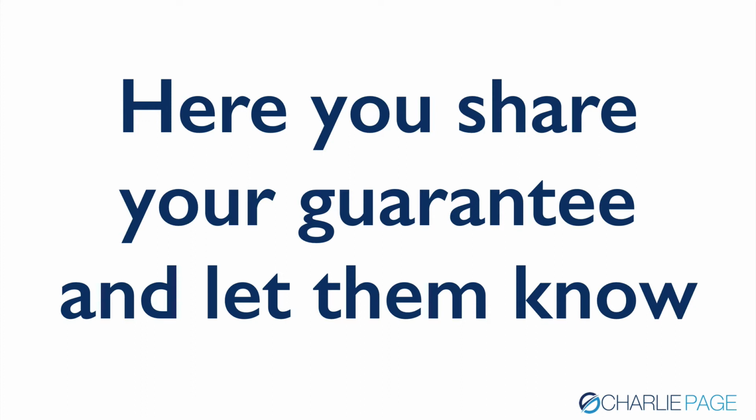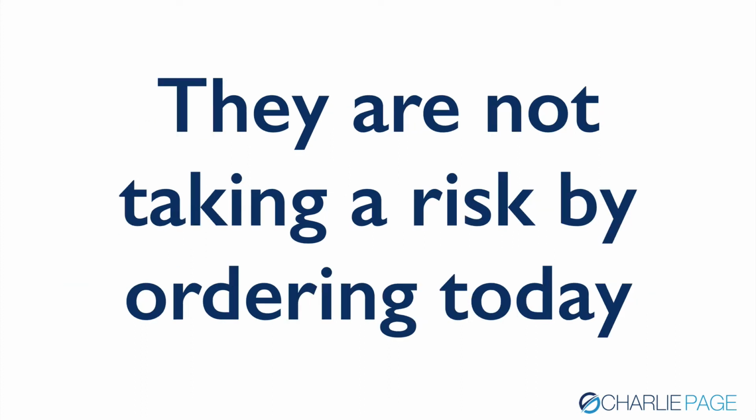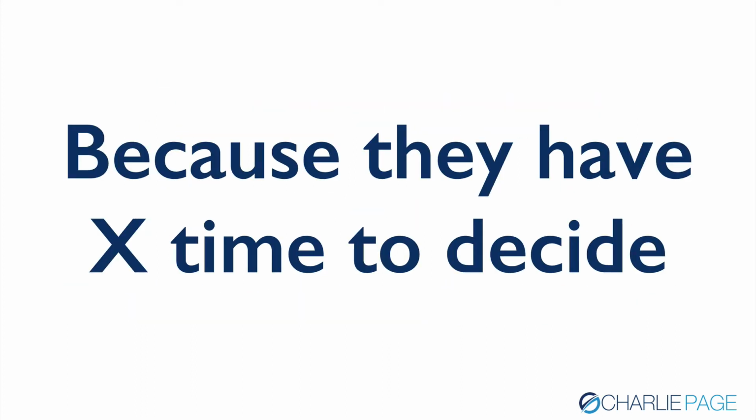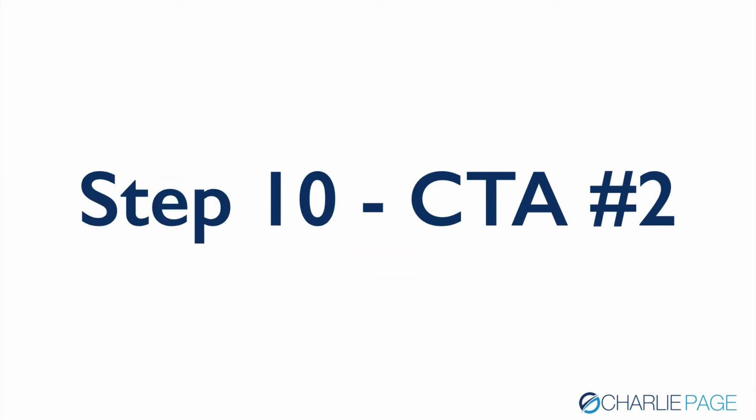Here you share your guarantee and you let them know that they are not taking a risk by ordering today because they have X amount of time to decide. If you've got a 60-day guarantee or a 6-year guarantee or a 6-week guarantee, whatever it is, that's what you want to say. You can take this amount of time to decide because we have a money-back guarantee.